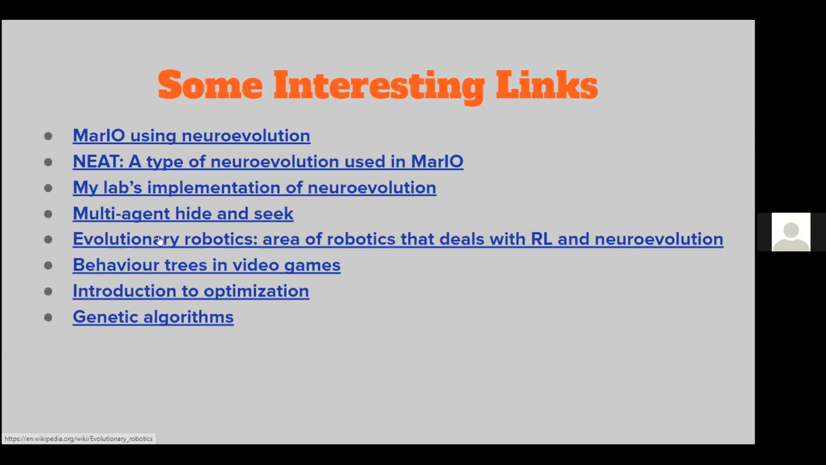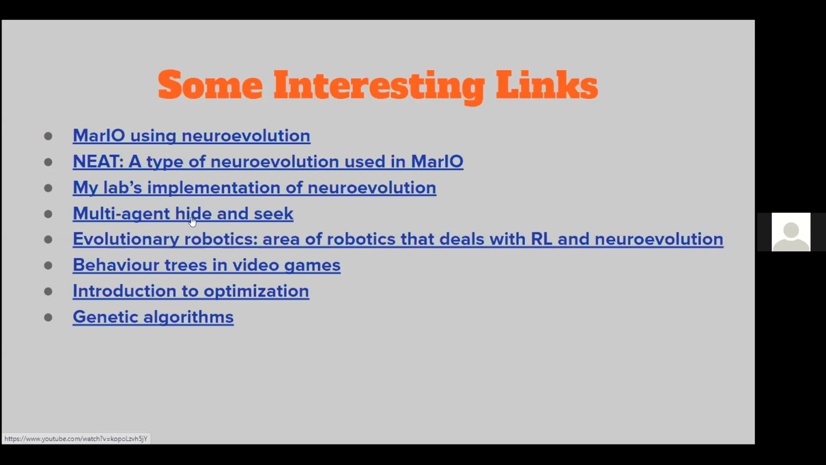And if you like this area of robotics, there's actually a name to this. This is called evolutionary robotics, and this is a huge area of active research going on. And finally, a couple of final notes. If you want to see my particular implementation of neuroevolution, you can have a look at this link. So yeah, that's pretty cool.